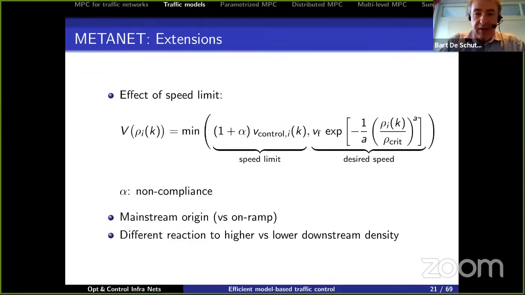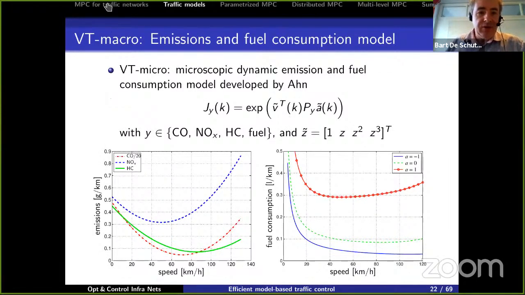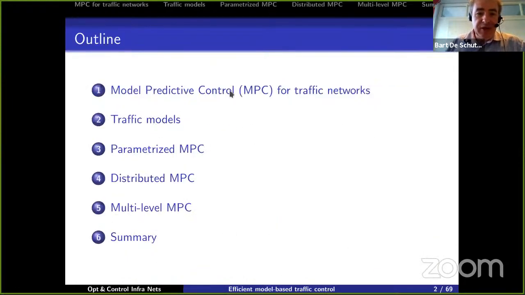Okay, so then we will go back to the presentation. And we will now move, if we go back to the overview. We have been talking about the aim for MPC and about traffic models. And we will now look at ways to approximate or to speed up solving the optimization problem, not by looking at the model, but looking at the control approach.